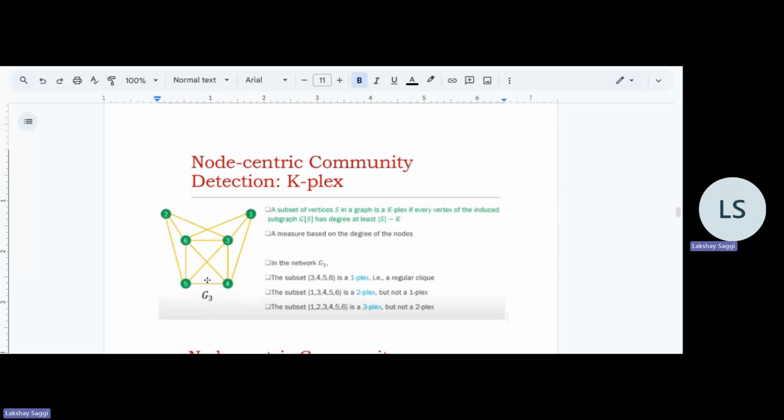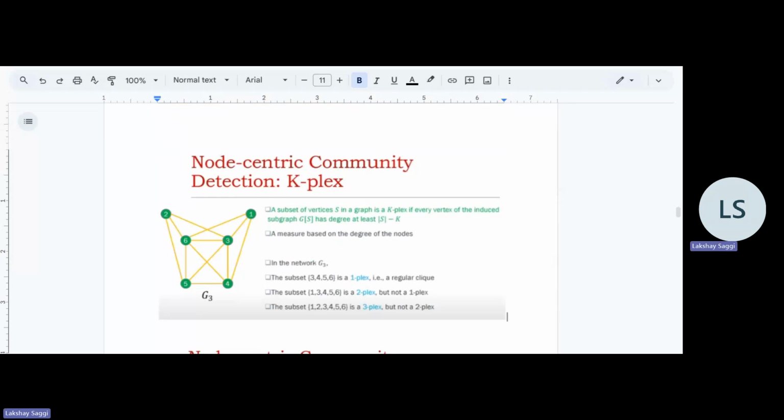So for example, in this graph, the set is 3, 4, 5, 6. If you see the vertices, this is quite a defining example of a K-plex instead of a K-clique. In a clique, we know that for a subset S, the degree of all the vertices will be just the size of S minus 1.